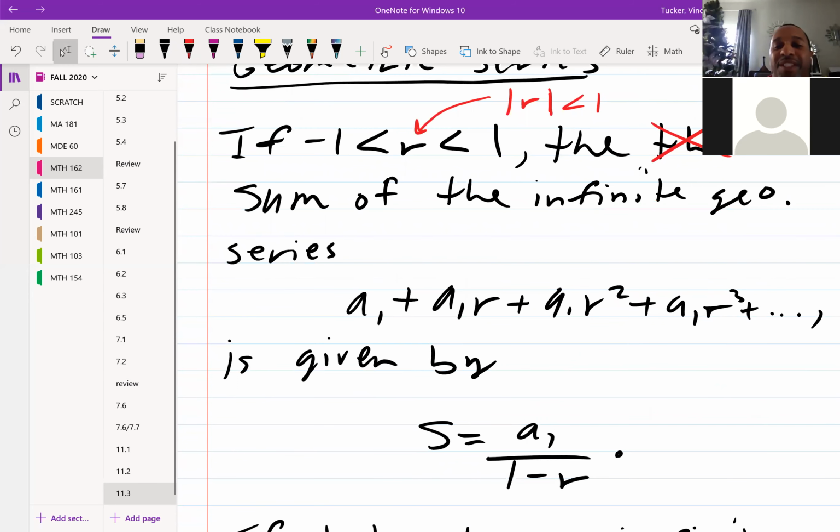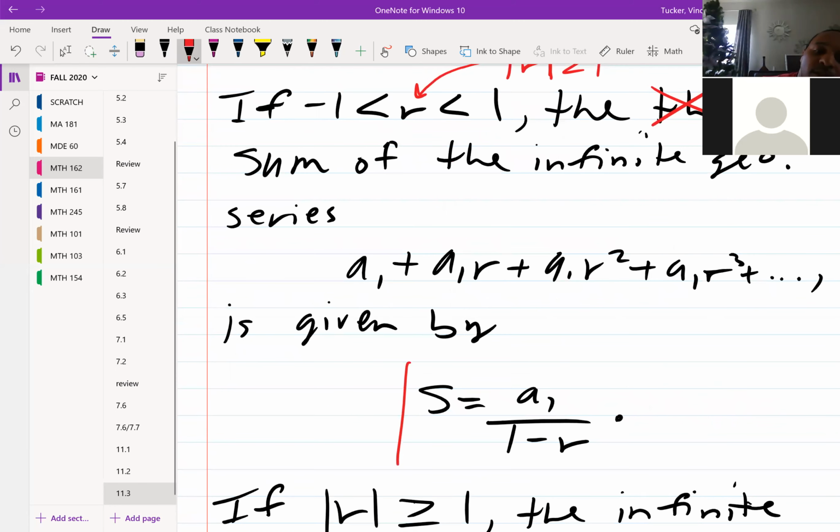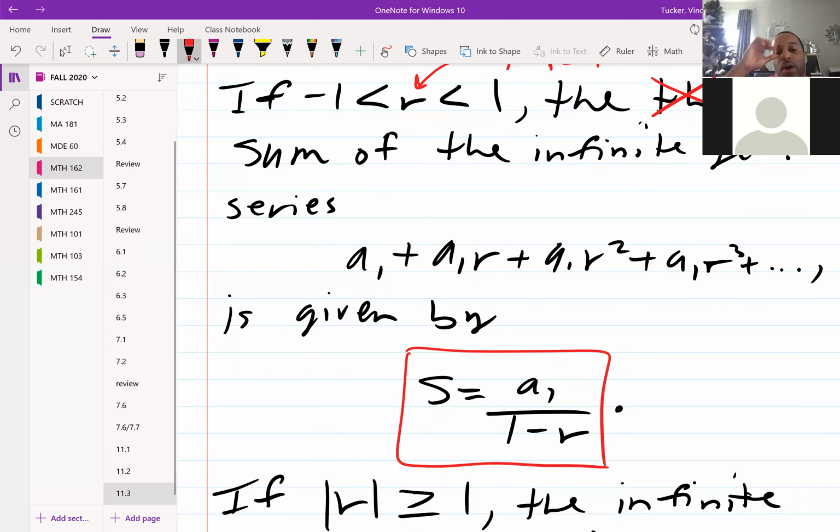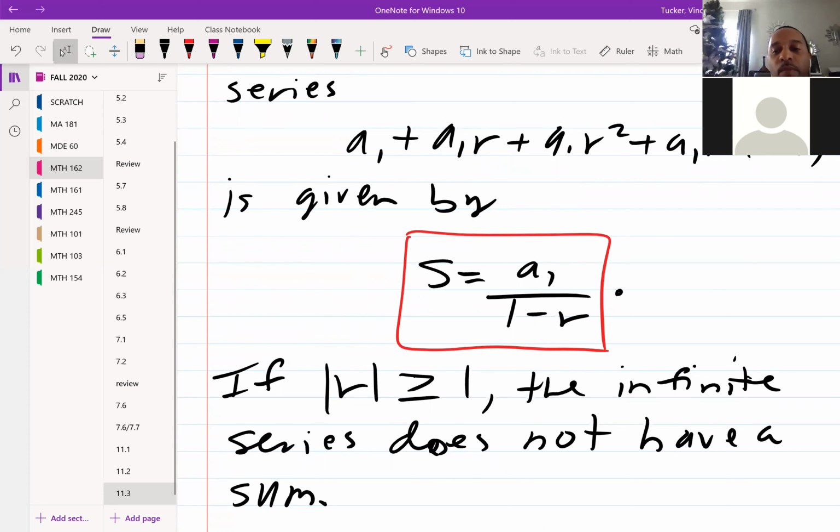The sum of the infinite geometric series is given by this right here. The sum is equal to a sub 1 over 1 minus r. Now, if the absolute value of r is greater than or equal to 1, the infinite series does not have a sum. Like I said, this goes back to convergence versus divergence. Does it converge down to a number, or does it continue to do something outside of that?